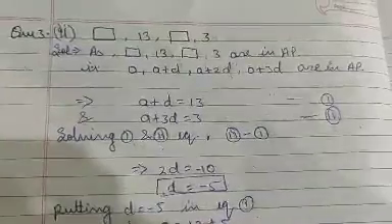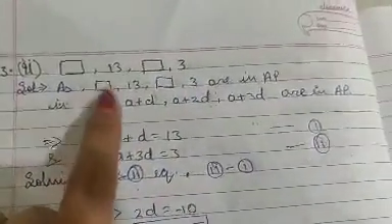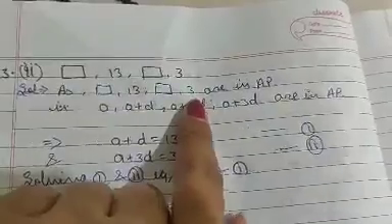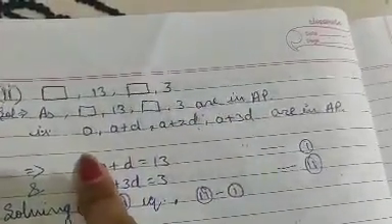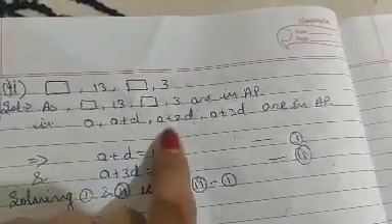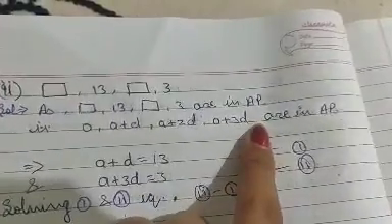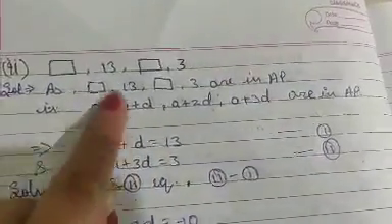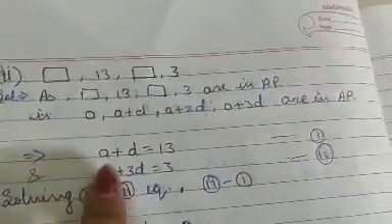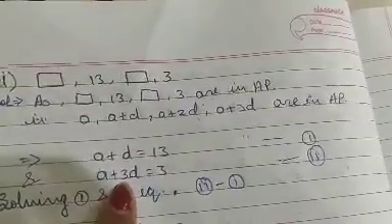The first term is missing, the second term is given, the third term is missing, and the fourth term is given. As this series of numbers forms an AP, the first term is a, the second term is a + d, the third term is a + 2d, and the fourth term is a + 3d. Now we have the second term A2 and fourth term A4. So a + d is the second term, which equals 13, and a + 3d is the fourth term, which equals 3.